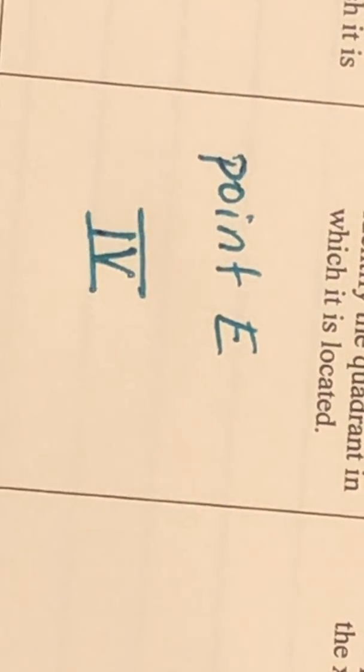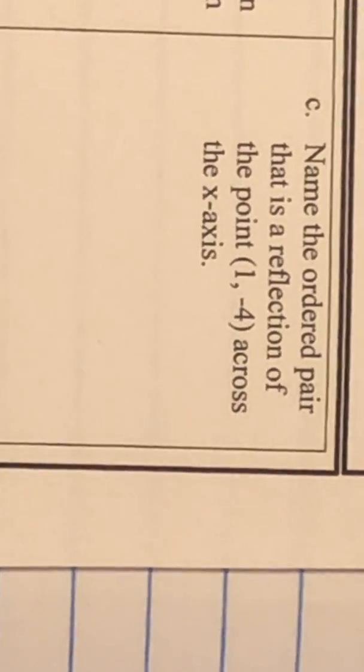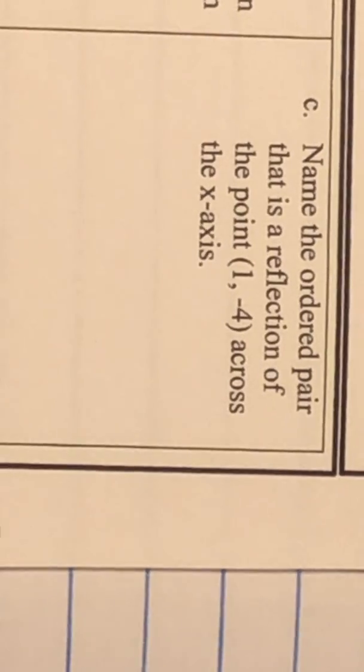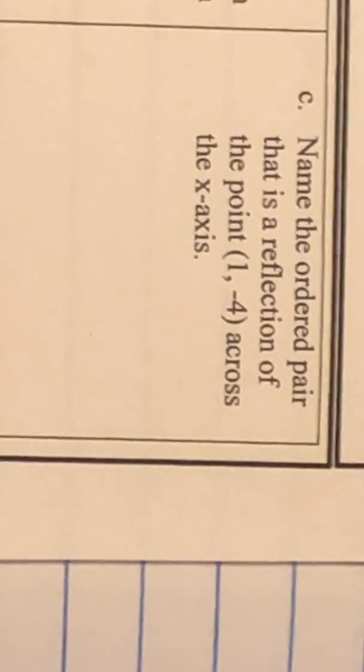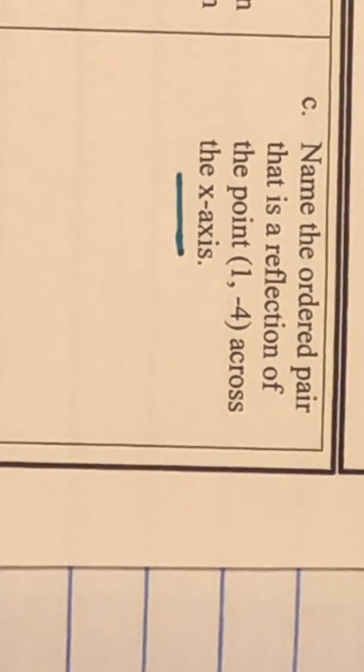So letter B is point E, and it's in quadrant 4. Okay. Letter C says name the ordered pair that is a reflection of the point 1, negative 4 across the x-axis. Okay.